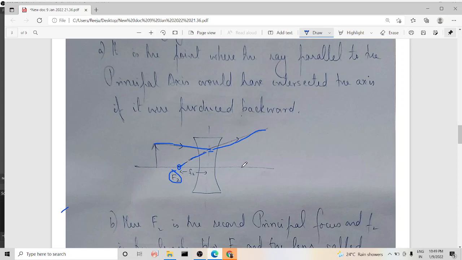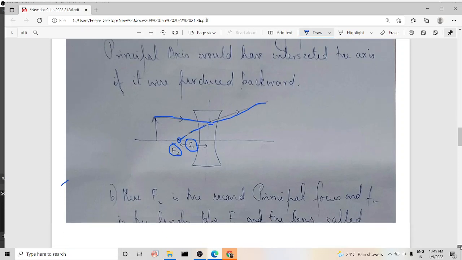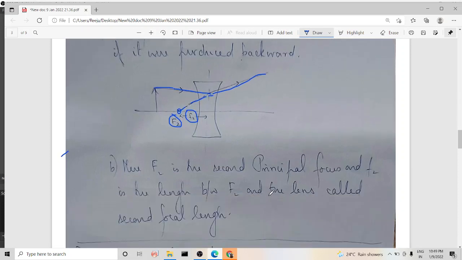So I hope the second principal focus is clear to all of you, and the distance between the lens and this focus, the second principal focus F2, is called the second focal length, small f2. And here for the diverging lens, the second focal length is negative because the object is on the left, and the second focal length is a distance on the left of the lens.